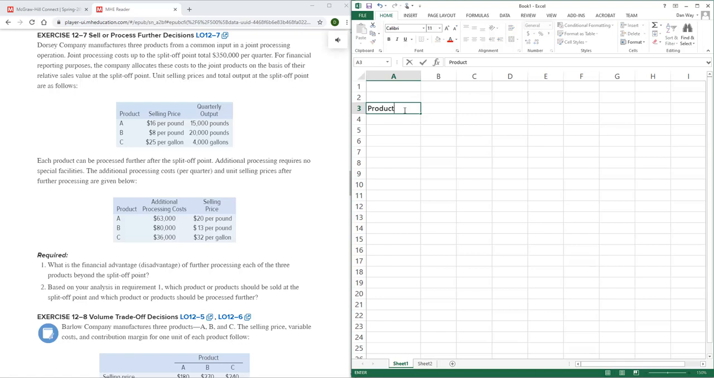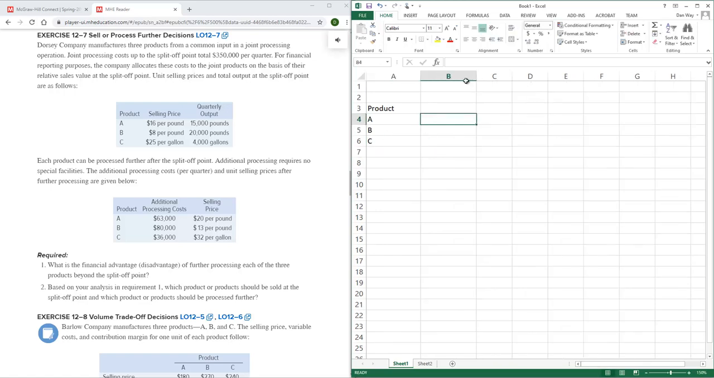So let's look at all three products separately here. I'm going to just lay out A, B, and C top to bottom. For product A, we can sell it at split off at $16 per pound, and our quarterly output's 15,000 pounds. Or we can process it further at a cost of $63,000 and sell it for $20 a pound. So we're going to lay these out separately, the incremental revenue and incremental cost, just to be extra clear on the decision point.